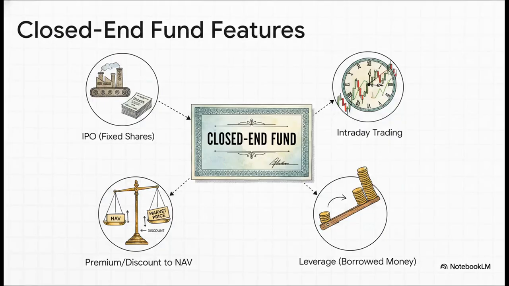This whole structure leads to some other huge distinctions. Closed-end funds start out with a fixed number of shares from an IPO. And because they trade on an exchange, their price is bouncing around all day long. This also means their market price can actually be higher or lower than their NAV. We call that trading at a premium or a discount. And here's another big one for the exam. They are allowed to use leverage, that means borrowed money, to invest.